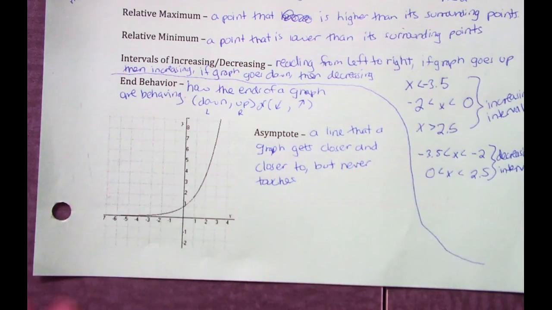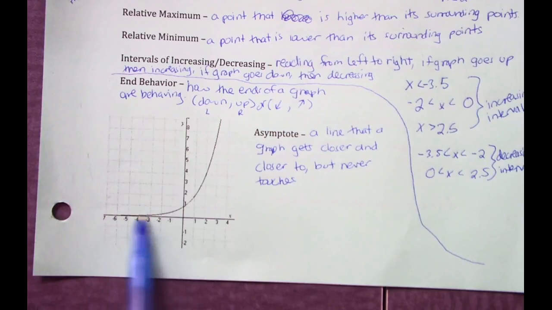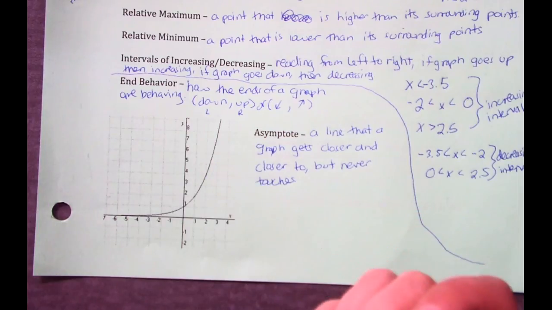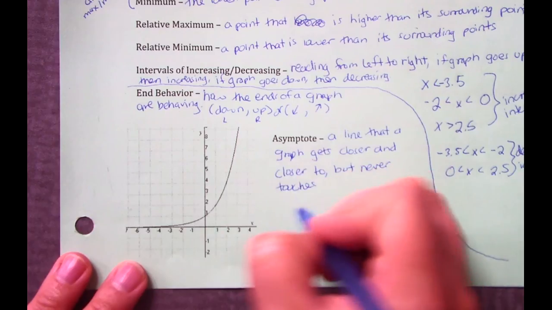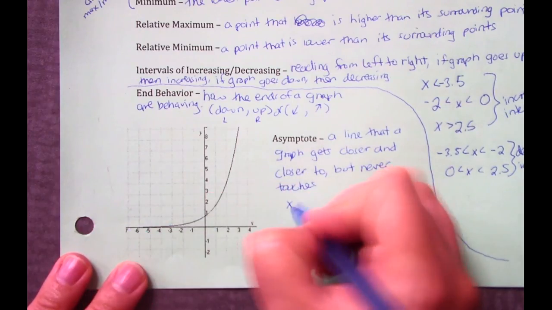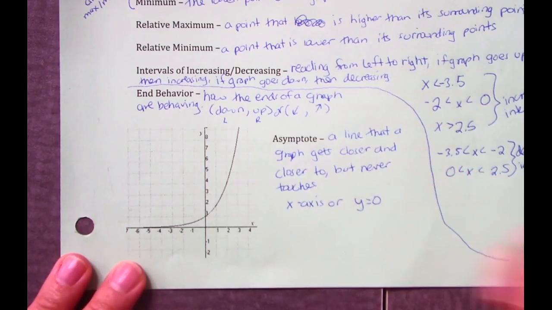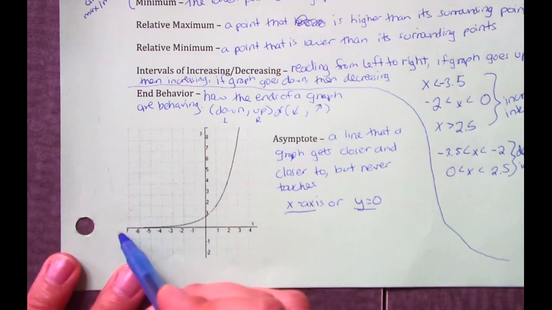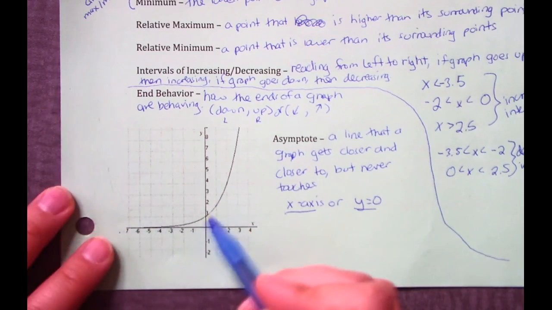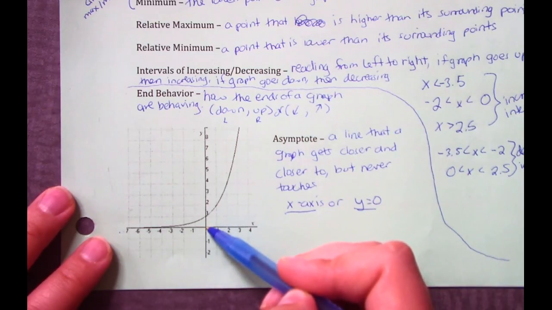Now asymptotes can be horizontal like this. It gets closer and closer and closer to this straight across line here, but it never touches it. Or they can also be vertical. But in Algebra 1, we're only going to talk about the horizontal ones. And the way that we write that is, in this case, it's the x-axis, or we could say the line y equals 0. There's two ways to express this line right here. You can either call it the x-axis, or it's the line y equals 0, because you don't go up or down on the y-axis, you just stay right here at 0.